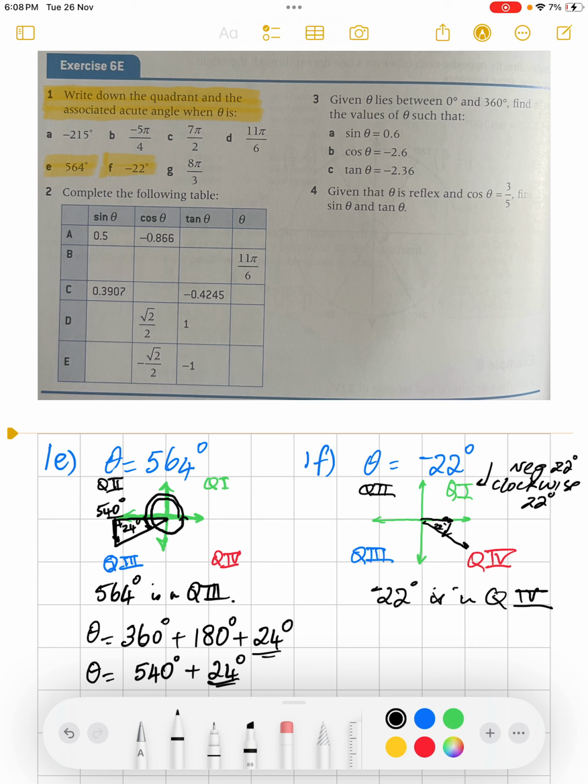And what is the acute angle? Well, the acute angle is 0 minus 22 degrees. So this is the acute angle. If you get a triangle, or get the angle to the x-axis, you see the acute angle for negative 22 is in fact 22 degrees.